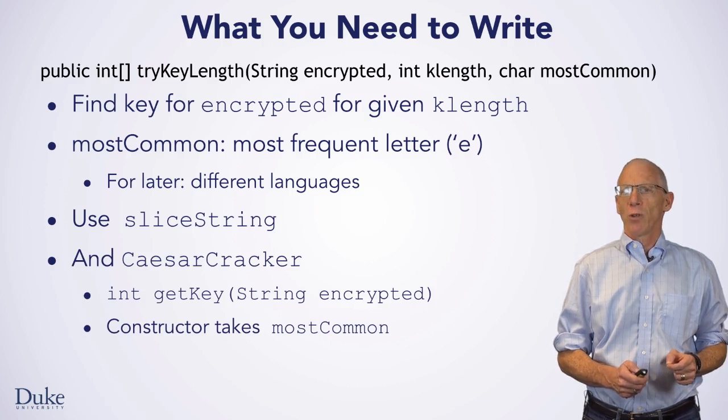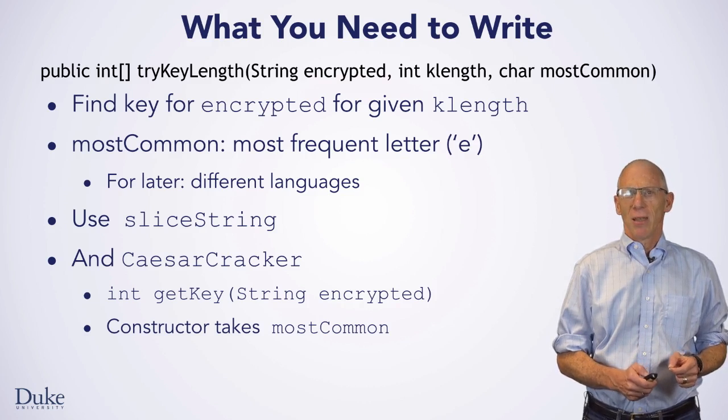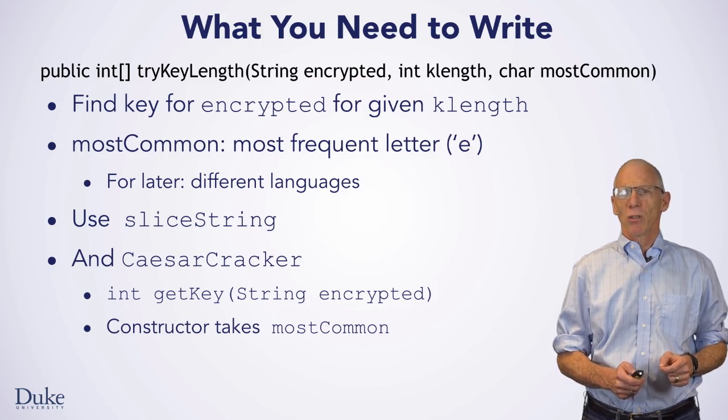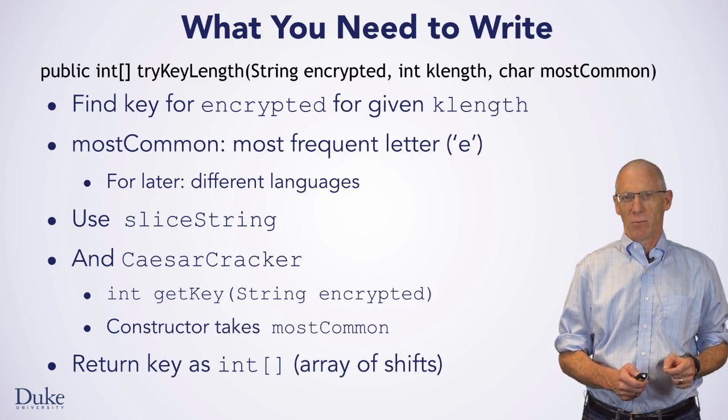We've provided you with a version of Caesar cracker that's similar to the one you wrote before, but with a few changes. First, we separated out the code that finds the key from the code that decrypts the message. And second, we've made a constructor which takes the most common letter in the language that you're working with. In this part of your program, you'll just pass the most common parameter. This method should return an int array of length key length, which holds each of the shifts that the Caesar cracker found for each slice of the message.